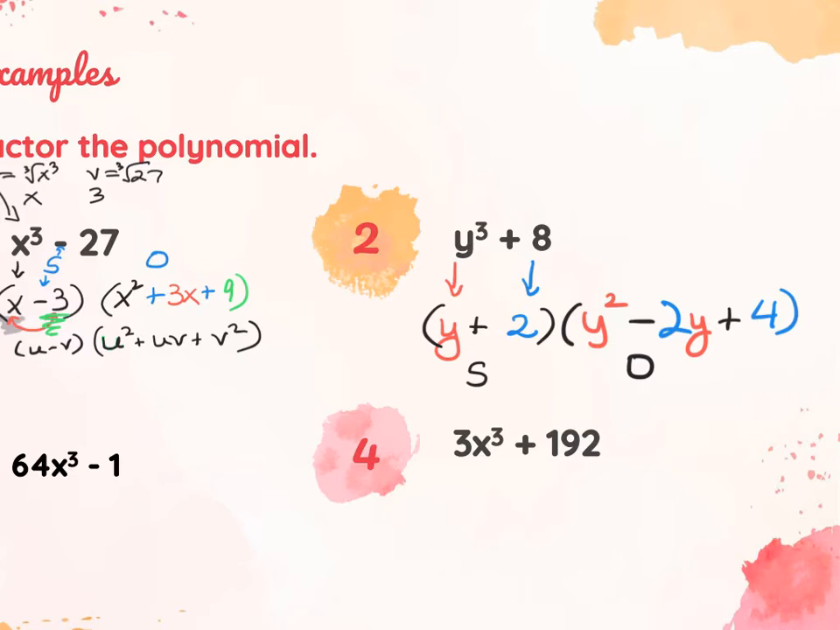So in this problem, your u was the cube root of y to the third, which is y. The v was the cube root of 8, which is 2. Let's try the next one.